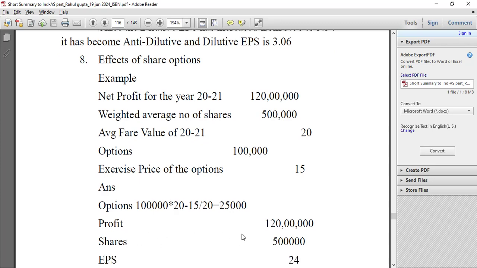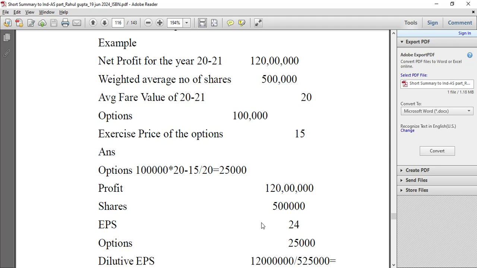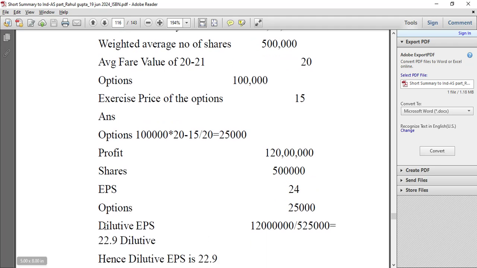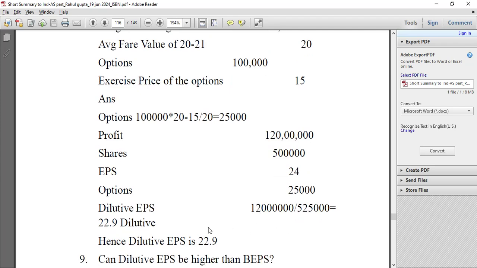Profit 1 crore 20 lakhs divided by shares 5 lakh, EPS is 24. Options dilutive EPS is 1 crore 20 lakhs divided by 5 lakh 25,000, that is 22.9. It is dilutive, hence dilutive earnings per share is 22.9.